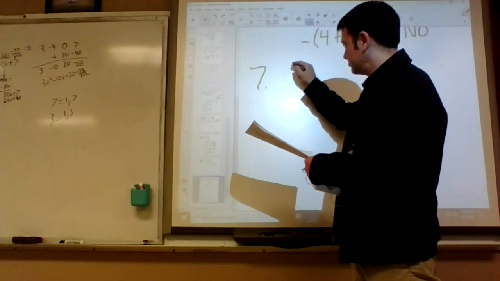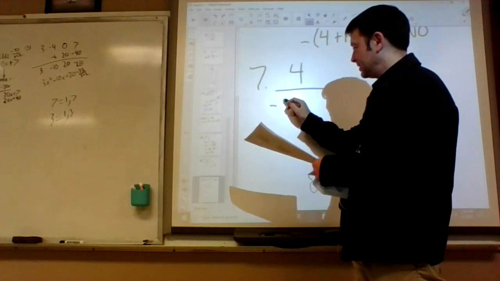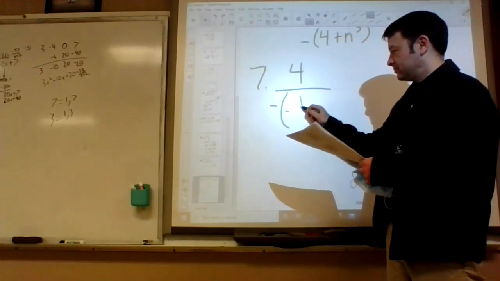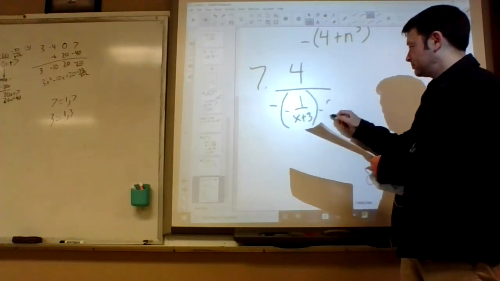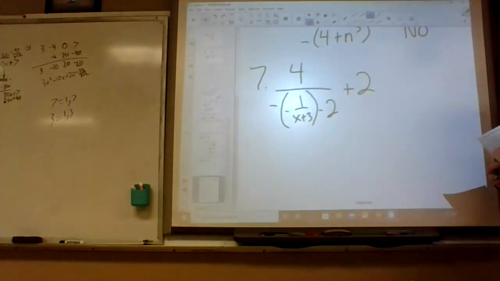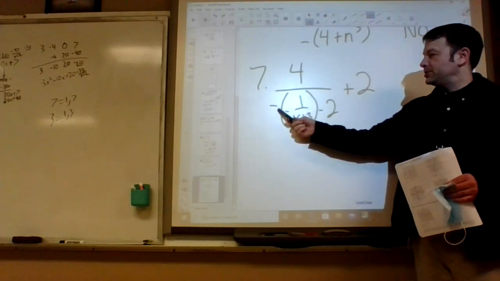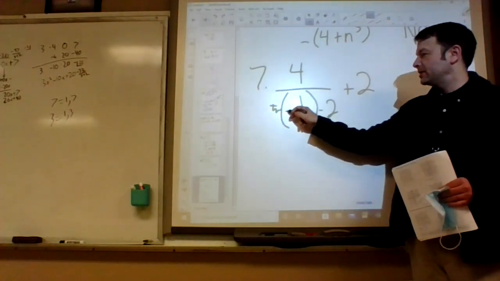4 divided by negative, I'm going to put a big parentheses, negative 1 over x plus 3 minus 2 plus 2. So it looks like a mess, doesn't it? Anybody have a bright idea? You can distribute the negative. These 2 negatives cancel out, so I guess we can get rid of that.